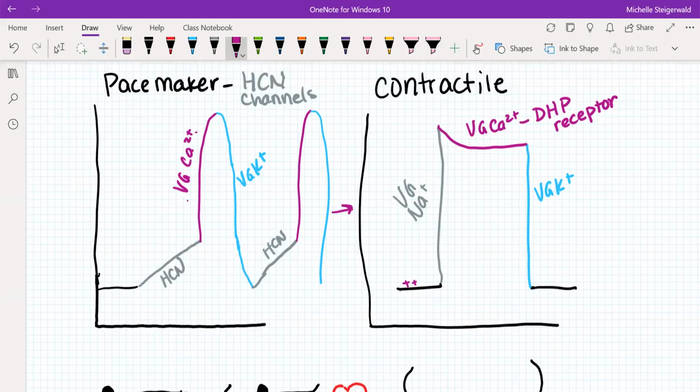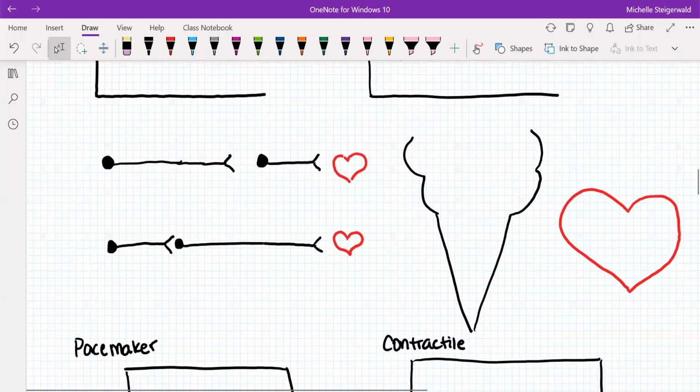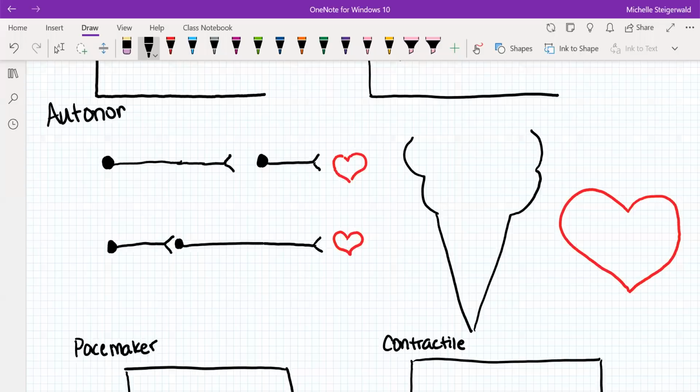Okay, so while we can use the heart to just create and maintain this rate and rhythm, we can also modulate it through the sympathetic system. Or I should say the autonomic system. We can do either sympathetic or parasympathetic. So sympathetic is going to be fight or flight, and parasympathetic is going to be rest and digest.